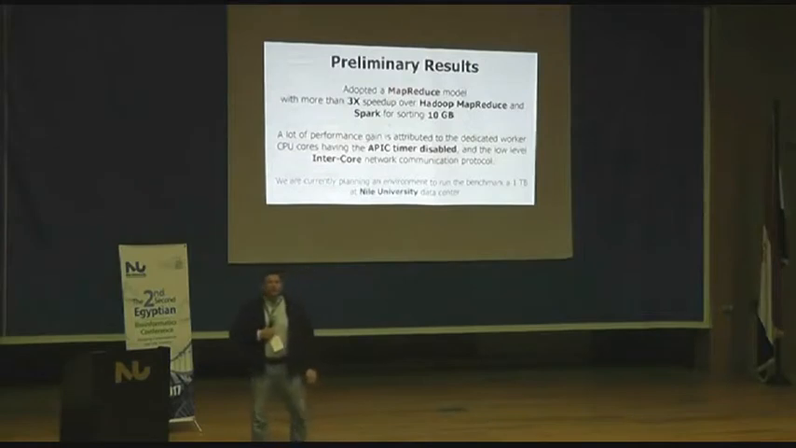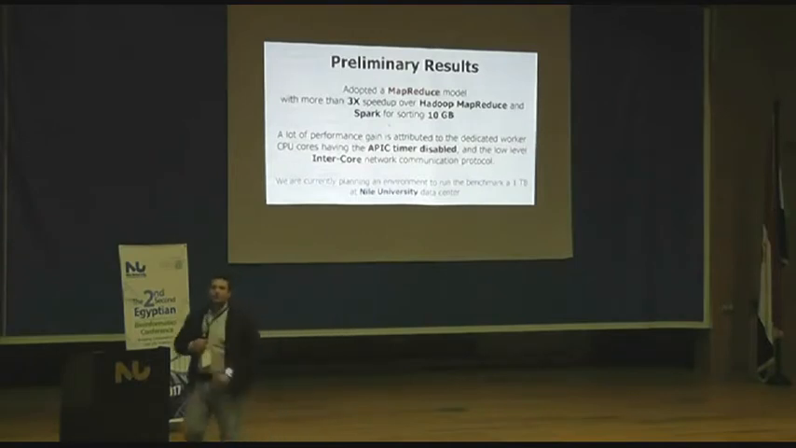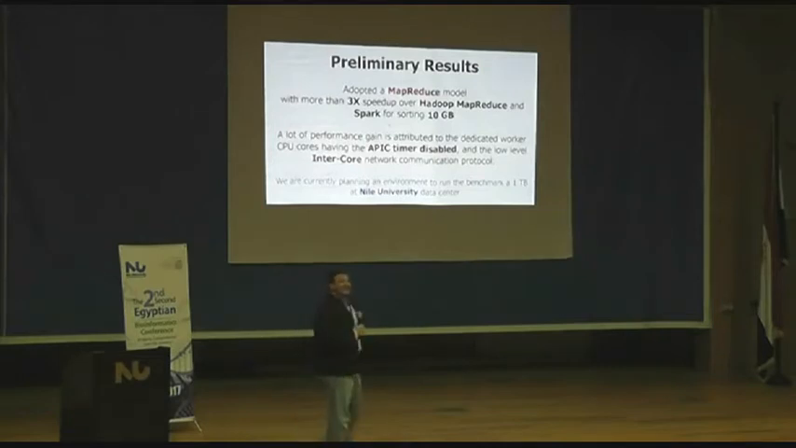on the worker nodes, changing how the operating system works, dedicated cores for specific tasks, and the low-level inter-core communication layer that is reducing the communication stack from 7 layers in the OSI model to 1 or 2 layers for cores to communicate together. We're currently building an environment for sorting 1 terabyte, but it will take time, but we are targeting that.